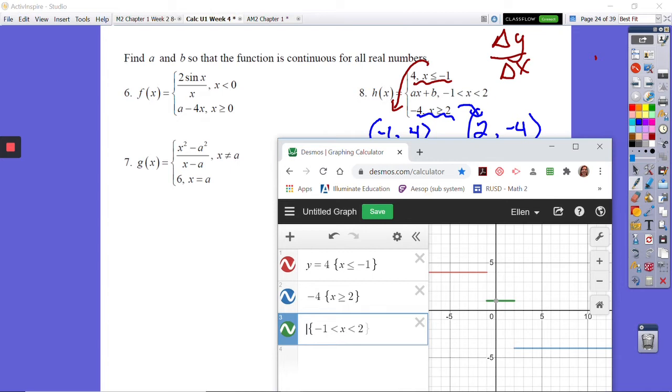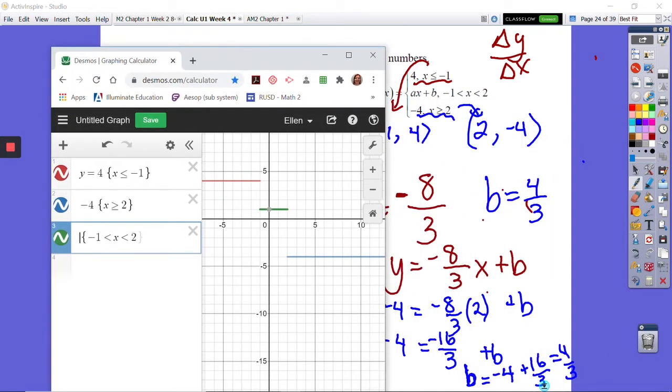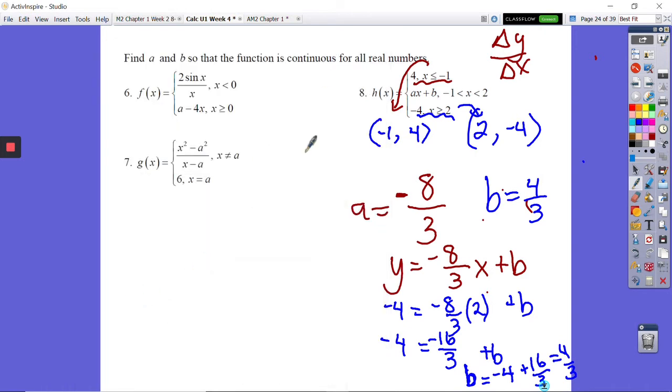And so the equation that I created is y equals negative 8 over 3 x, see, that looks pretty good, plus 4 thirds. Okay, so it looks like I've connected it. And so I've made it continuous by basically forcing this green line to connect the two other lines. Okay, so that's the idea.